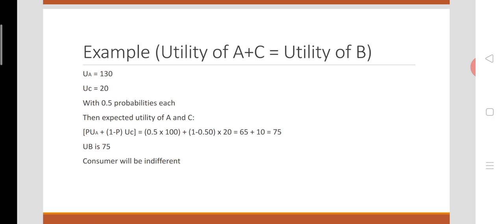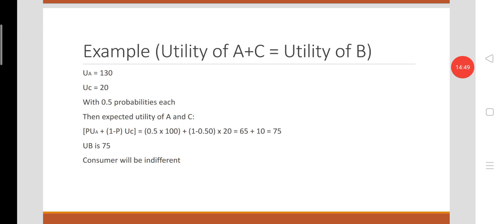And we have to calculate the expected utility of A and C. These are the two uncertain outcomes, and it will be 0.5 into 130, it is 130, not 100. 0.5 into 130 is 65, plus 0.5 into 20, that is 10. Then 65 plus 10 is 75. That means the expected utility of A and C, or the probability weighted average of the uncertain outcomes A and C, is 75. It is exactly equal to the utility of B. So consumers don't have any choice, and they remain indifferent. They will not make any preference, as the utility of the certain outcome and uncertain outcomes are the same.